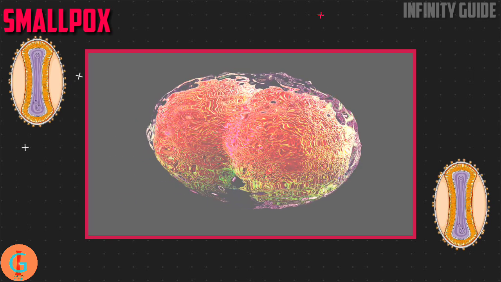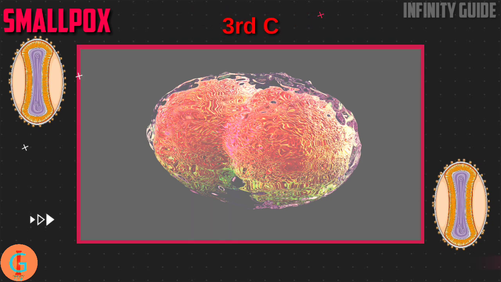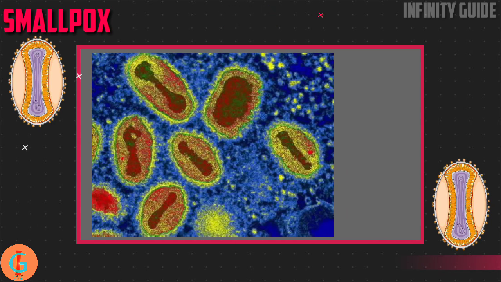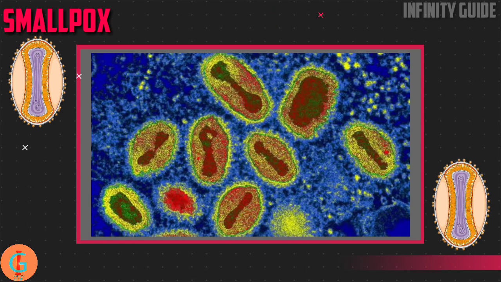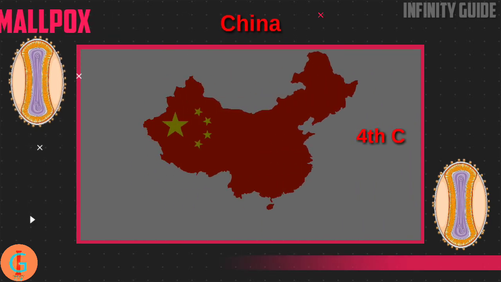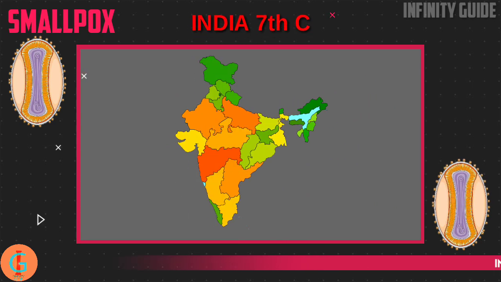Smallpox is thought to date back to the Egyptian Empire around the 3rd century, based on a smallpox-like rash found on 3 mummies. The earliest written description of a disease that clearly resembles smallpox appeared in China in the 4th century. Early written descriptions also appeared in India in the 7th century.